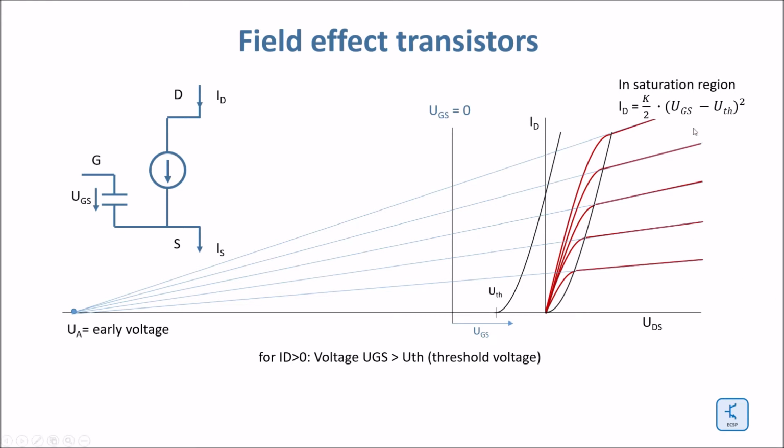In the input mask of the element, you can input the following values, basically the K factor, which is the amplification factor. Then you have the gate source voltage, and you have the threshold voltage. Threshold voltage is what you can see here. Go to the literature. In the saturation region, this is the formula for the current. Then you can additionally input the Early voltage.